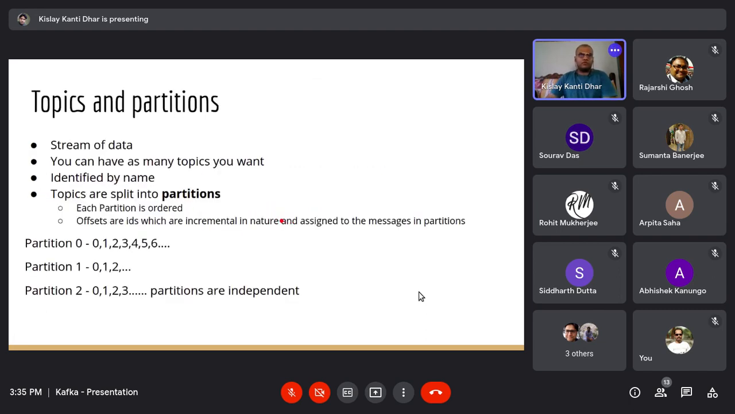So as I said, I will be discussing some of the parts which I've studied. The very first one is topics and partitions. When I first studied topics, I was a bit confused, so I understood it with an analogy. So what is a topic? Put very simply, it's a stream of data.